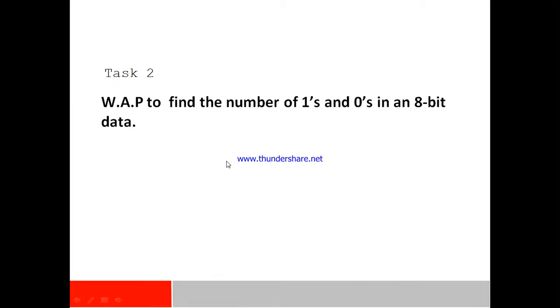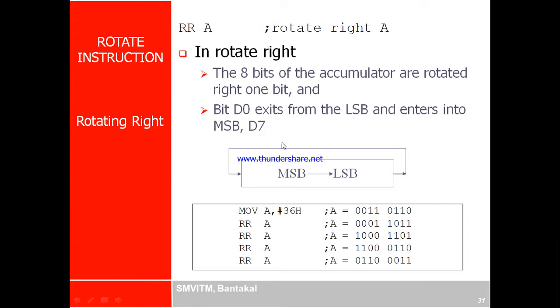Let's move to the second task, to find out the number of ones and zeros present in 8-bit given data. In order to understand that program, we have to go for understanding the rotate instruction. The first is the rotate right accumulator instruction, RRA. The syntax and how it works are given here, along with the logical syntax. The LSB bit moves to the most significant bit. And here some examples are being illustrated.